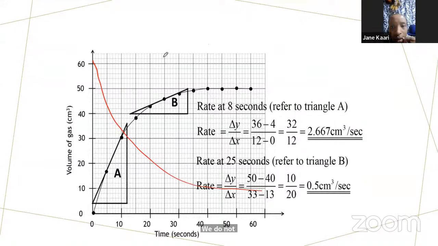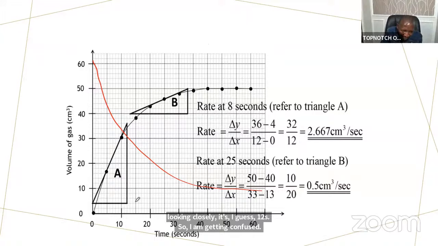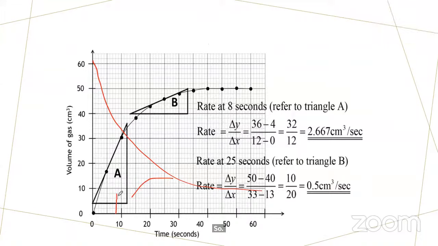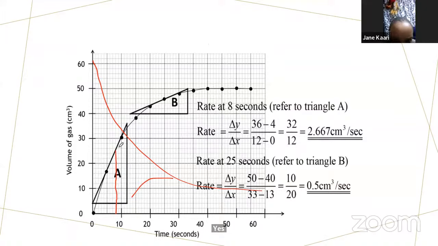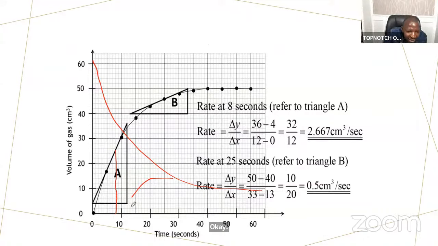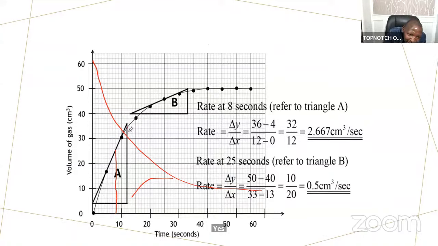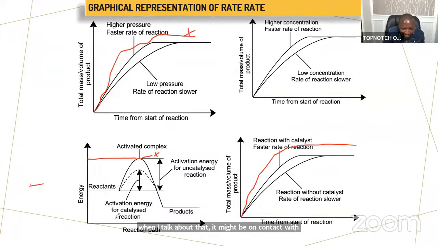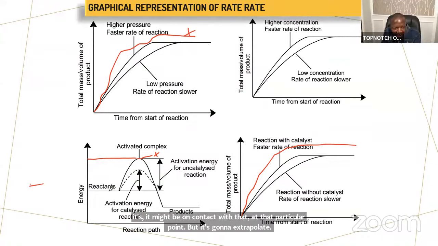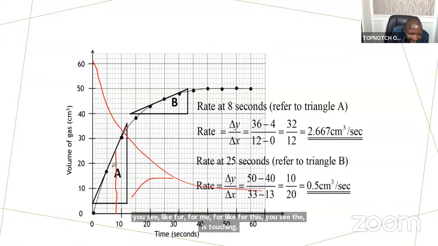Excuse me, sir. Your graph, you said 8 seconds, but looking closely, I guess it's 12 seconds. So I am getting confused, sir. No, I'm saying the curve was here. So the 8 seconds is around here. Are you getting the point? Your target has passed there. So maybe the target is not at this point. In fact, there is no tangent touching at 12 seconds. When I talk about that tangent, it might be in contact with that curve at that particular point, but it can extrapolate. For this curve, the tangent is touching the curve at this point, even if it were here, you could say 5.